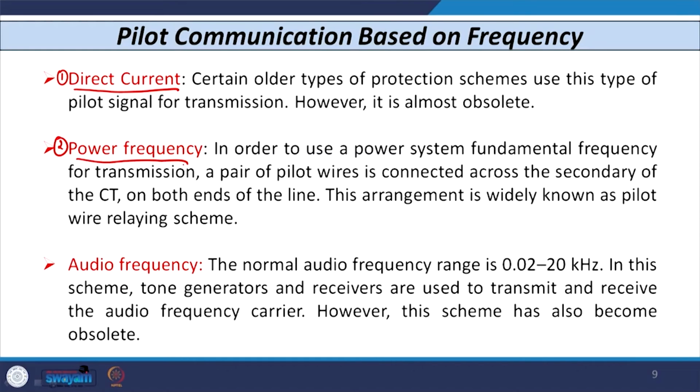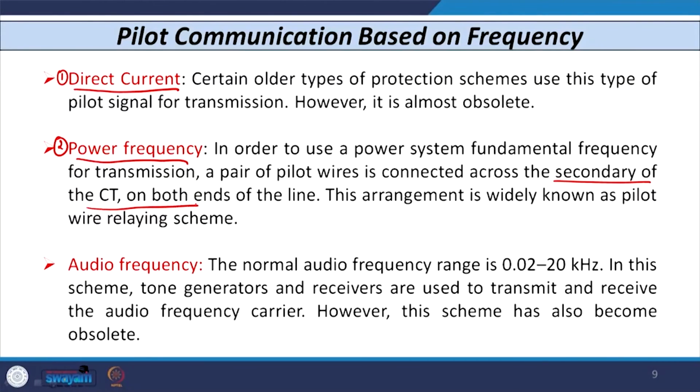So, in order to use this fundamental frequency for transmission of signal from one end to the other end, we have to use multiple or a pair of pilot wires. So, basically the secondary of the CT has not one, but two connections. One goes for the relaying purpose, and the other goes for the communication purpose.